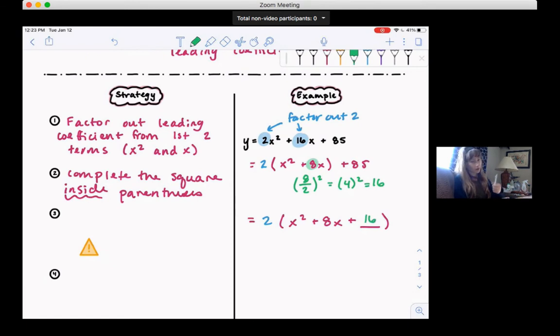Okay, we also probably remember from the last lesson that if we add a number to our function, we also need to subtract it so that we don't change the function overall. So we're going to do the same thing here. We're going to subtract a number, but we're going to do it outside the parentheses.